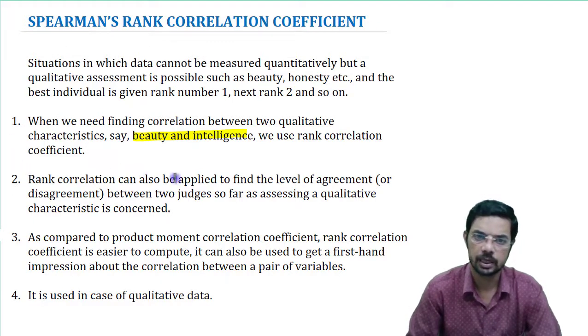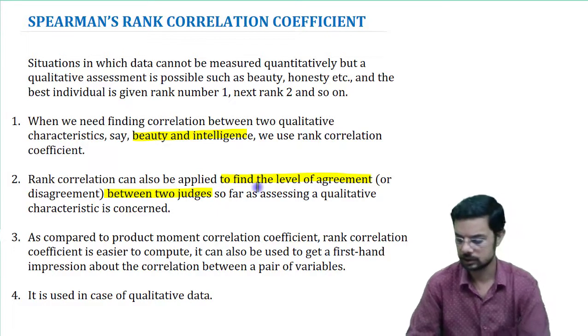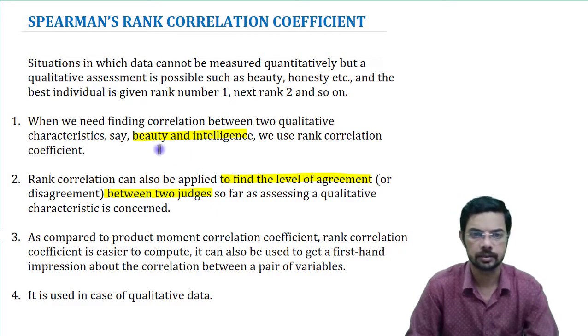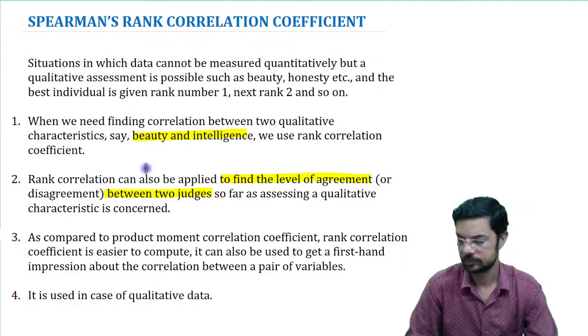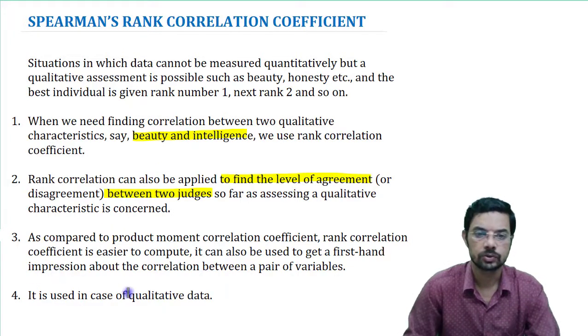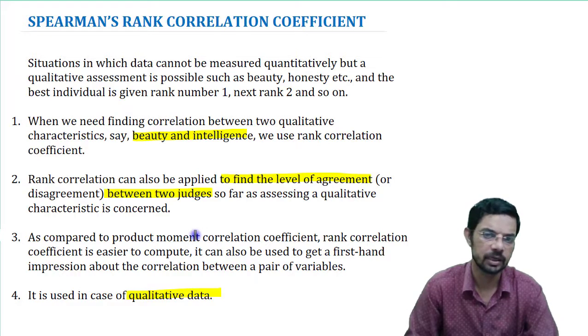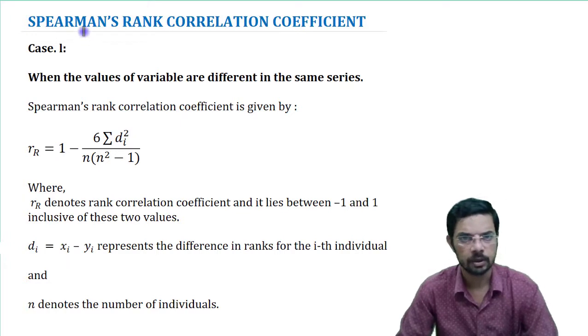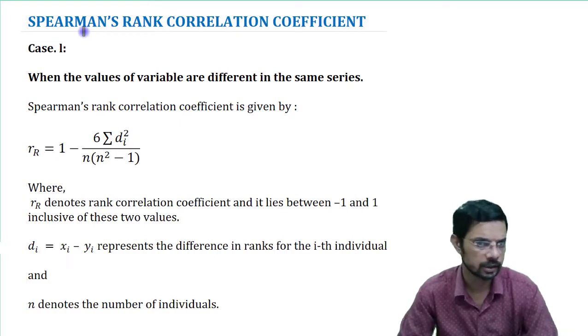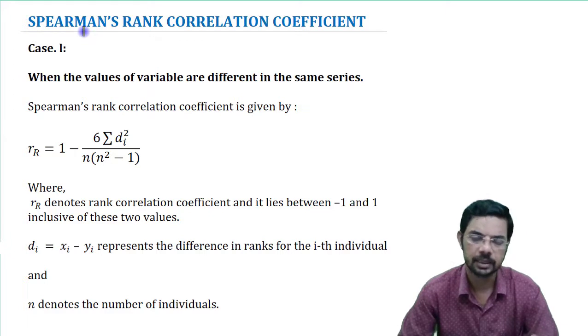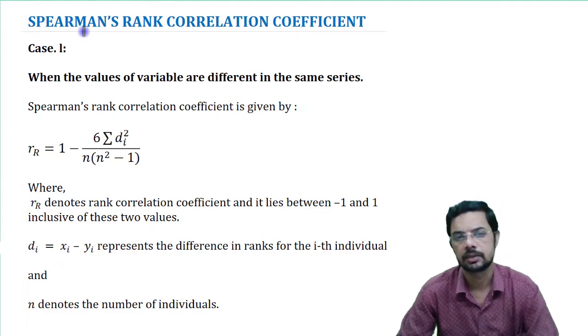So rank correlation coefficient can also be applied to find the level of agreement between two judges to assess a qualitative characteristic. It is also used in the case of qualitative data. All these imply the same thing, that it is based on a qualitative assessment. Now, next thing is how to find the Spearman's rank correlation coefficient. There are two cases: when the ranks are not tied and when the ranks are tied.